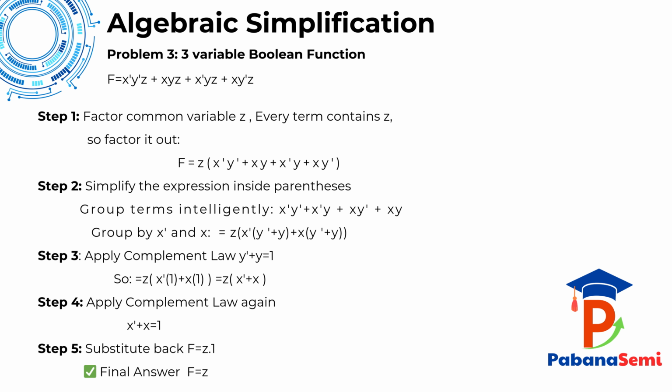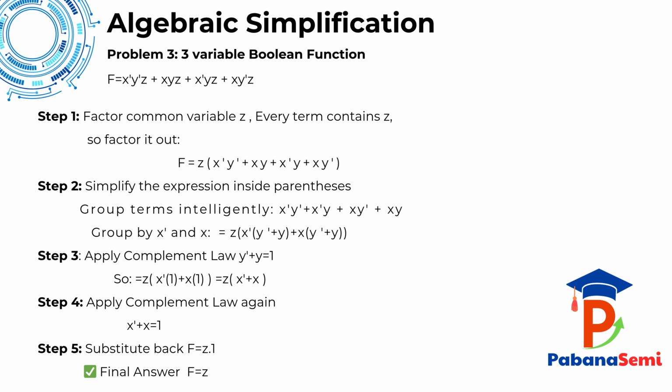We group the terms based on x bar and x. X bar times y bar plus x times y bar plus y. Step 3. Apply the complement law. From Boolean algebra, we know that y bar plus y equals 1. So the expression becomes x bar times 1 plus x times 1, which simplifies to x bar plus x. Step 4. Apply the complement law again. We know that x bar plus x equals 1. So the entire expression inside the brackets becomes 1.